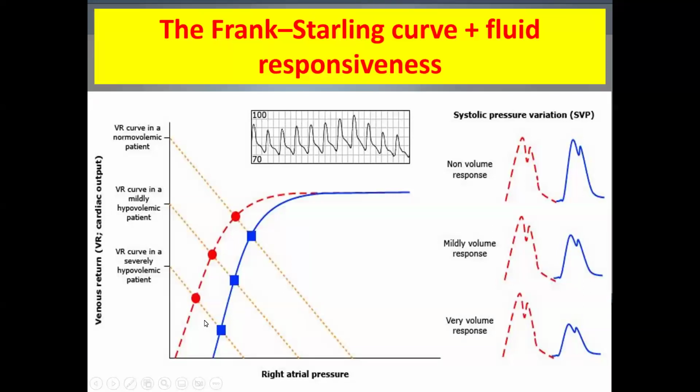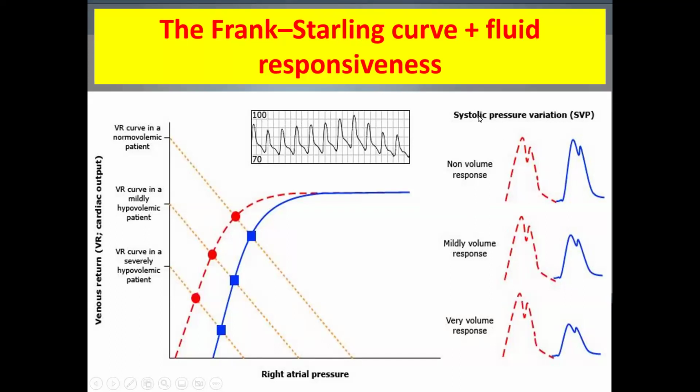You can see the difference between the two curves here by the yellow graph. If the patient is normovolemic, so the patient is not fluid responsive, he doesn't need any more fluid. So the difference from expiration to inspiration is low because there is no difference in the venous return. If the patient is mildly hypovolemic, the difference will increase. If the patient is hypovolemic, the difference will increase.